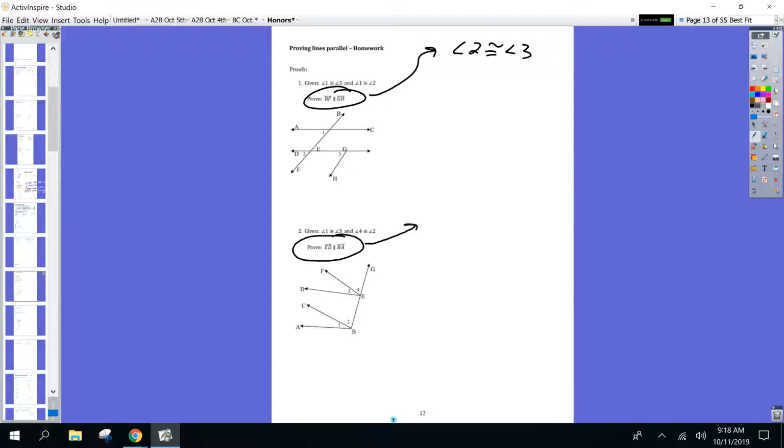For number 2, if ED was parallel to BA, these diagrams look familiar, don't they? What angles would have to be congruent if ED was parallel to AB? Angle 4, and remember 1 and 3 and 4 and 2 are already given congruent, so don't tell me those. Angle DEG and ABE would need to be congruent, all right? And then you can do those for the rest of them.